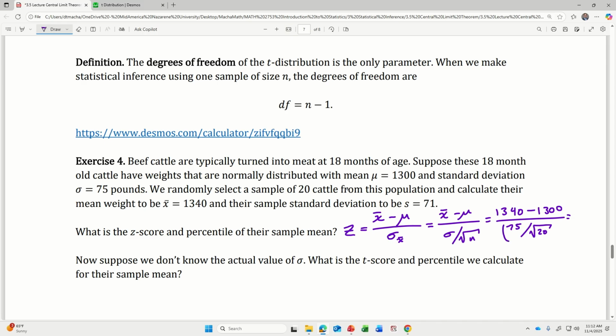Okay, so be very careful about how you put that in. I would obviously use parentheses in the denominator so that we get open parentheses 1340 minus 1300, divided by open parentheses 75 divided by square root of 20, close parentheses, enter. I get 2.385. That's the z-score.